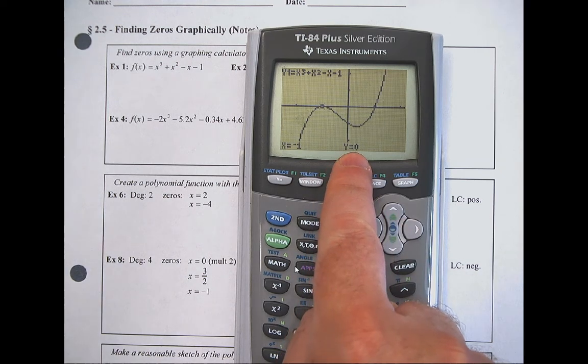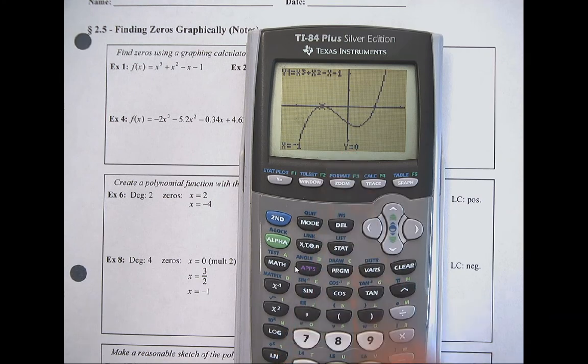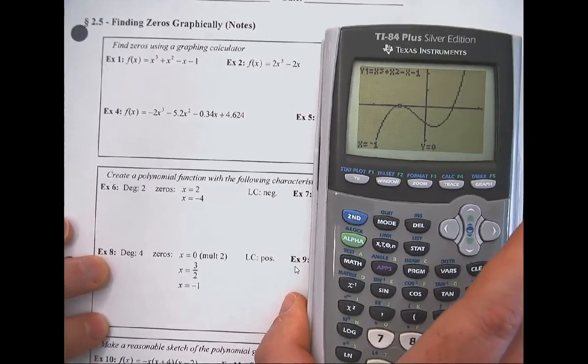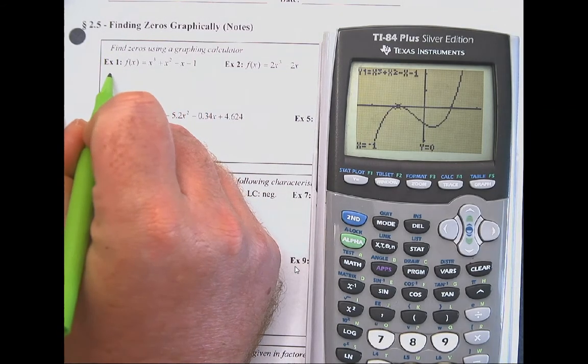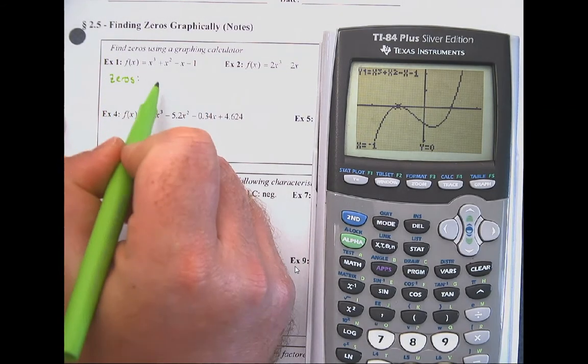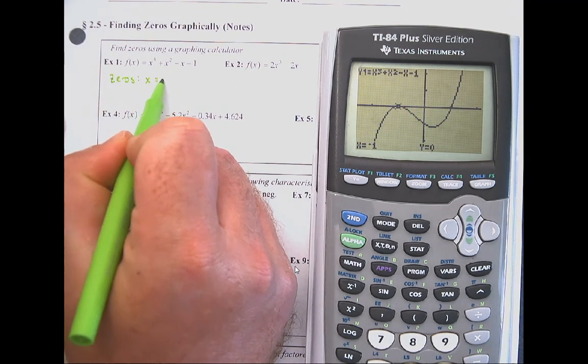How do I know that that's a 0? Pretty obvious, right? I got y equals 0. So one of my zeros, so the zeros of this function are x equals -1.